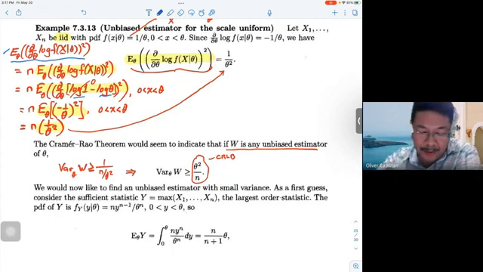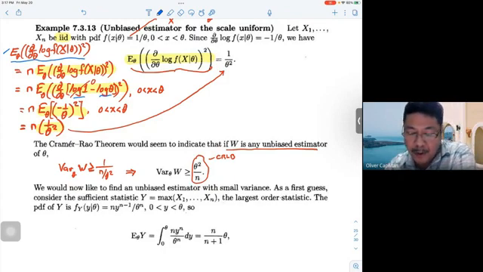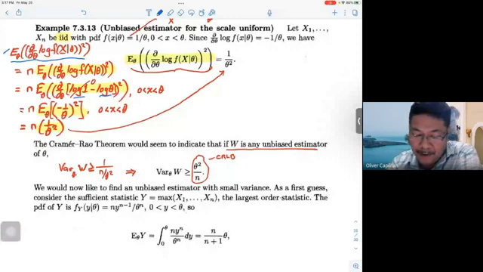Okay, let us continue now. We would now like to find an unbiased estimator with small variance, so smaller variance compared to this variance of the unbiased estimator W. So as a first guess, consider the sufficient statistic. Okay, we have our sufficient statistic Y, which is the largest order statistic, the maximum of all the random variables.